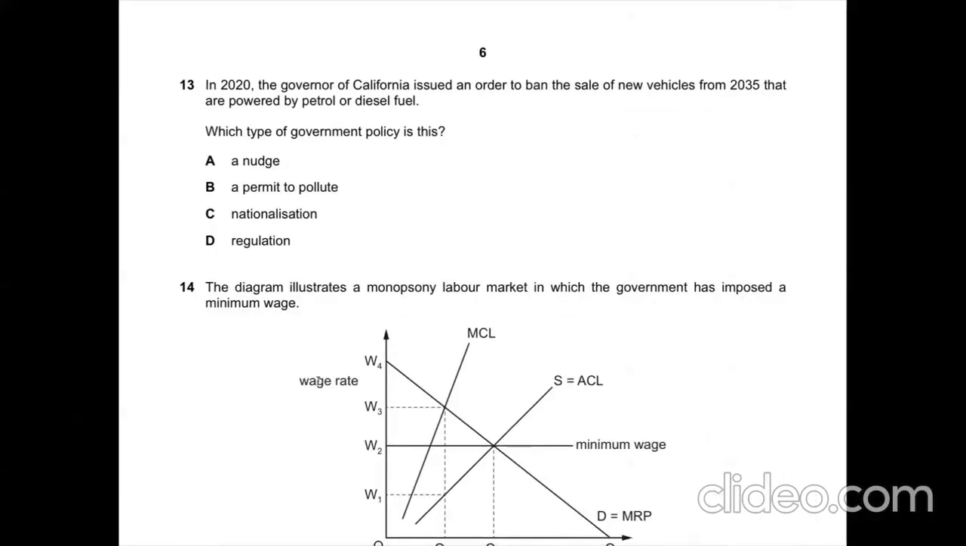Question 13. In 2020, the governor of California issued an order to ban the sale of new vehicles from 2035 that are powered by petrol or diesel fuel. What type of government policy is this? It's pretty straightforward. It's regulation.